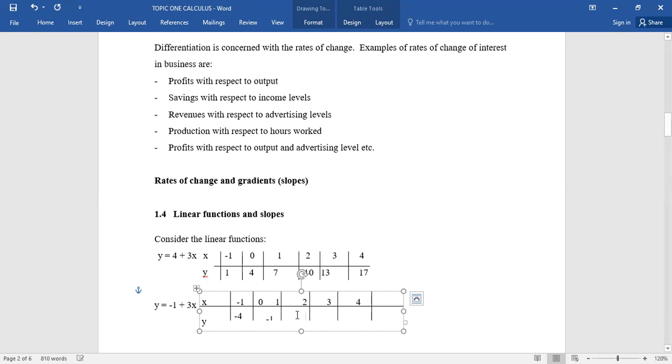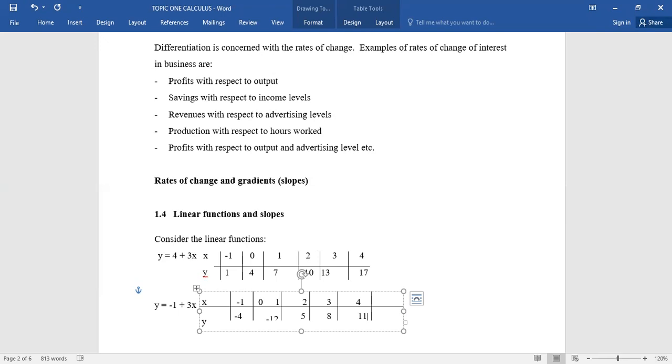If we substitute with 1, we are getting 2. Then we substitute the value of 2, we are getting 5. Then 3, we will get 8. And then 4, that will be 11, right?